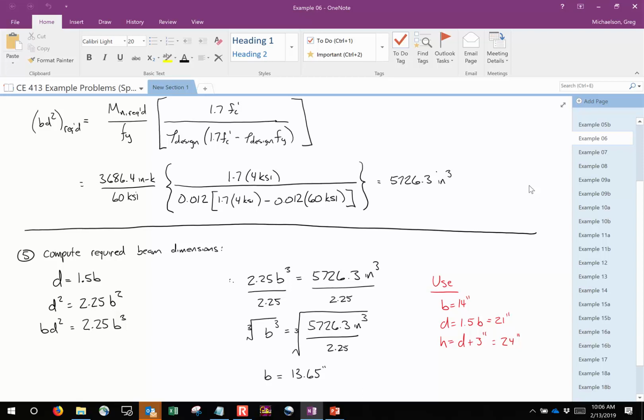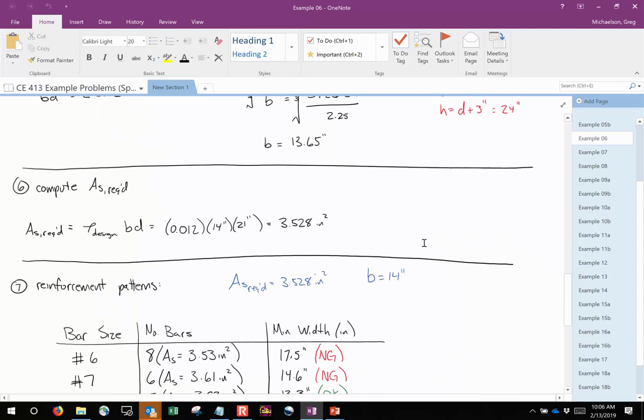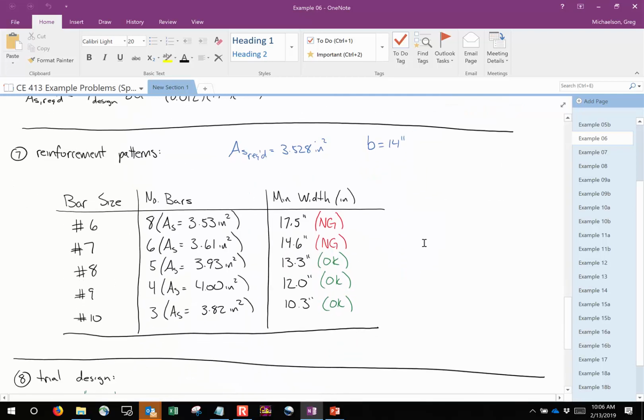D is 1.5 of that, so that's 21. And then H equals D plus 3, common assumption, so we got a 24-inch height on the beam. Now we know the actual size of the beam. Use rho BD to get a required area of steel. And then from that, it's using the beam design aid. I think it's supplement 2, but I also gave you all hard copies last time.